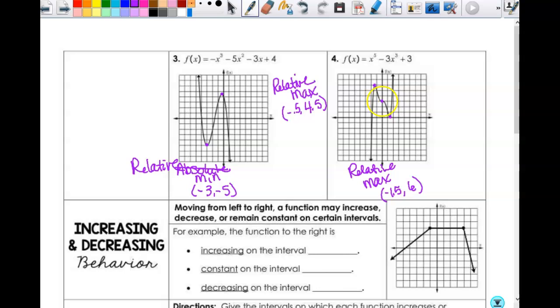right here? What's that wiggle? Because we don't change direction, we just change that one called... It's okay, you can look at your notes, that's why we have them. Inflection. So the wiggle is just a point of inflection, but it's not a max or a min.